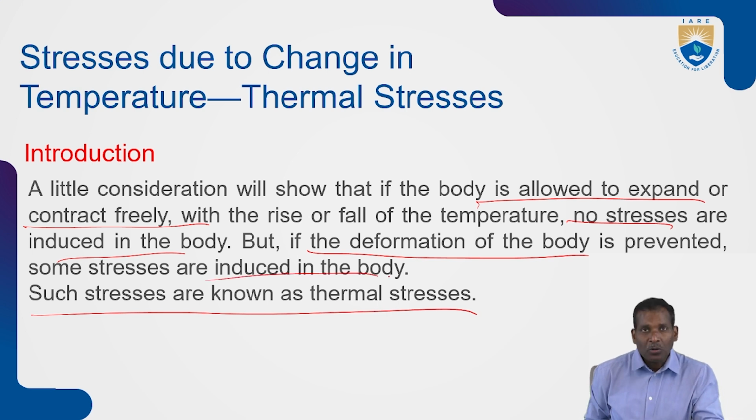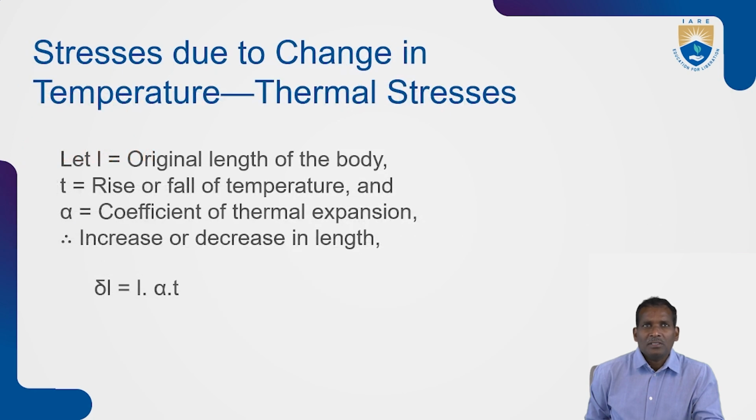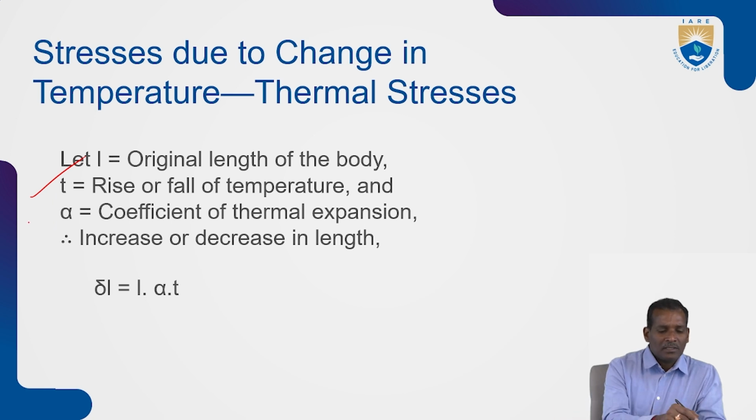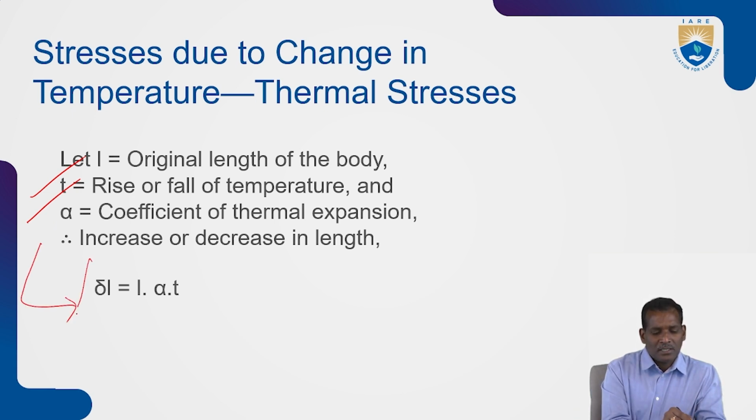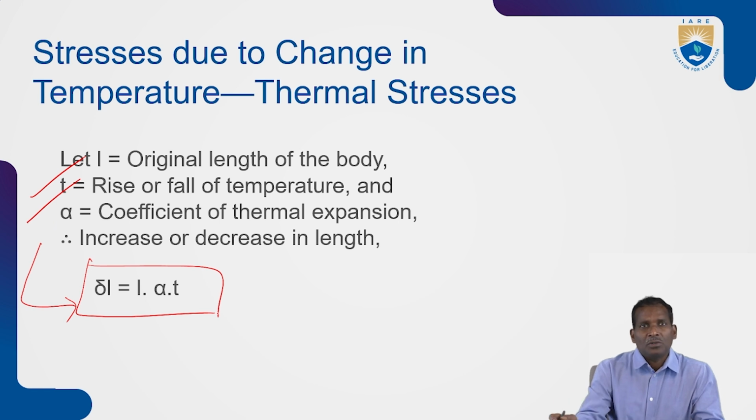Clear? So how to calculate the thermal stresses? We will see. First, let's take the original length of the body, L, and the rise or fall of temperature, that is T. Alpha is the coefficient of thermal expansion. Then the increase or decrease in length, that is the change in length, delta L, is equal to L into alpha multiplied with T.